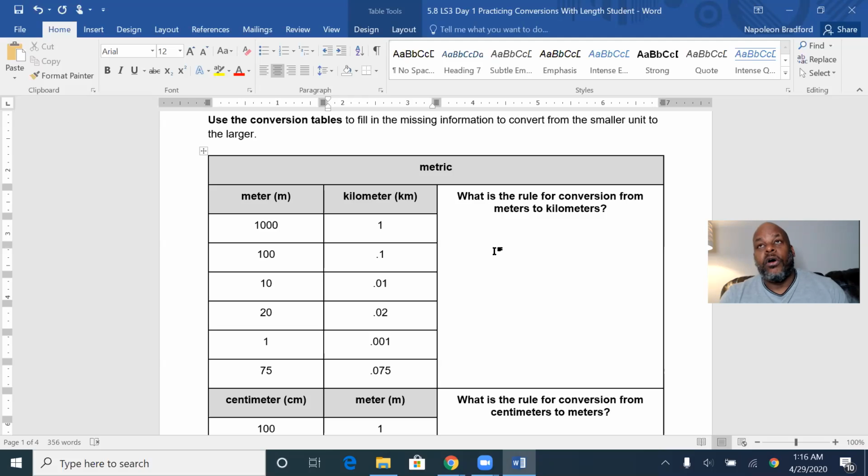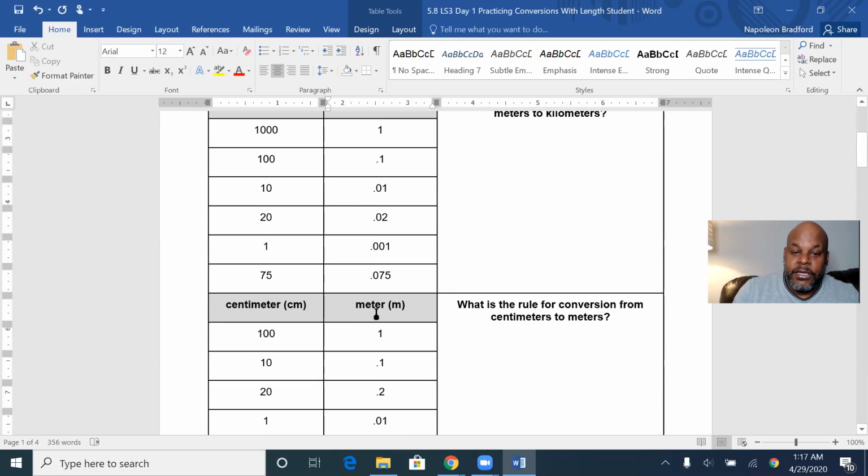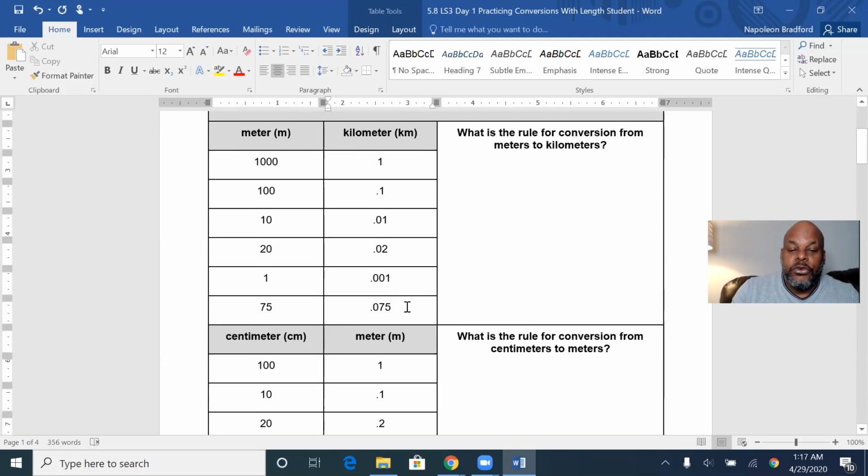Now, next week, we'll start working on going from kilometer to meter. When you go from kilometer to meter, you multiply by 1,000. So if you have 5 kilometers, that's 5,000 meters. But this time we're dividing by 1,000. To go from centimeter to meter, because there are 100 centimeters in 1 meter, you divide by 100. You divide by 100.